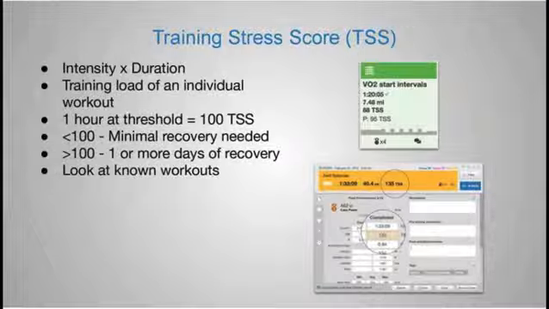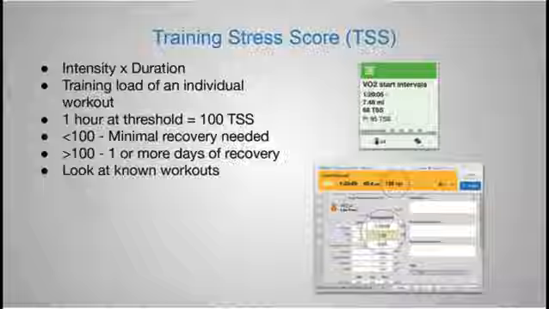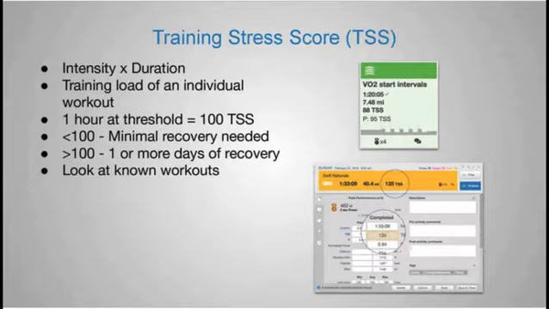Training stress score uses a combination of duration and intensity to determine the general training load of an individual workout. It allows you to compare the same workout between athletes of different abilities by normalizing the score so that 1 hour at threshold is 100 TSS. The specific structure and variability of a workout is important to understand, as well as that athlete's tolerance to training and their ability to recover.